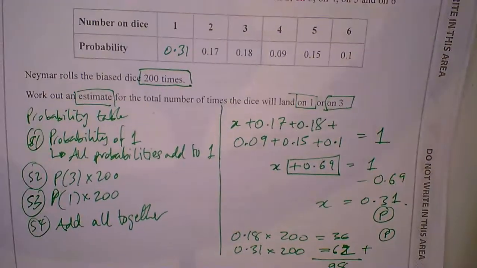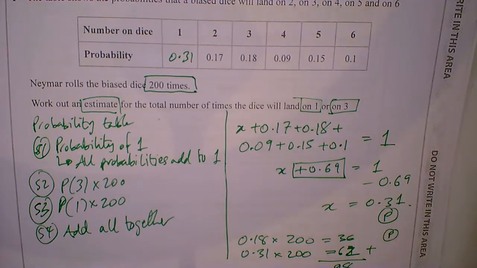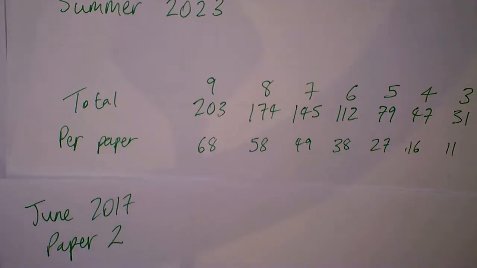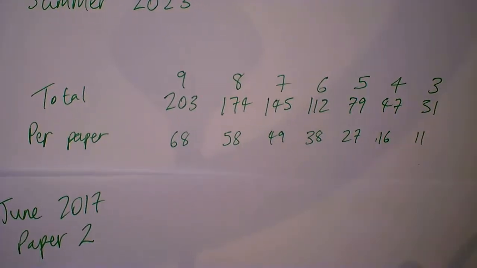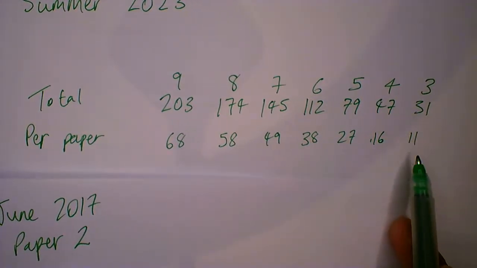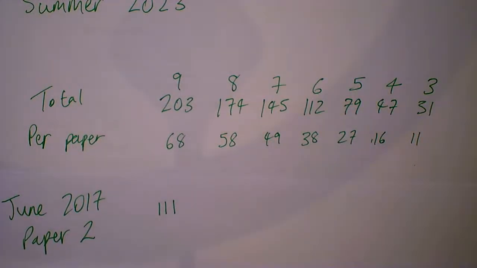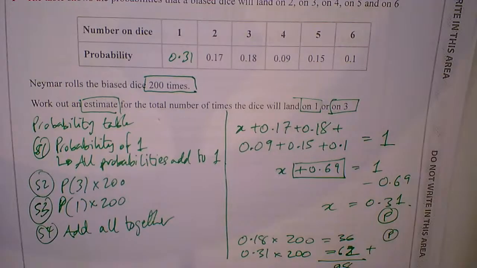Okay, let's add that to our rolling tally that we will have. So last year's grade boundaries are here. To get a grade 3 per paper, we needed 11 marks. So we've just banked 3 marks, 1, 2, 3. So let's add that to our tally.